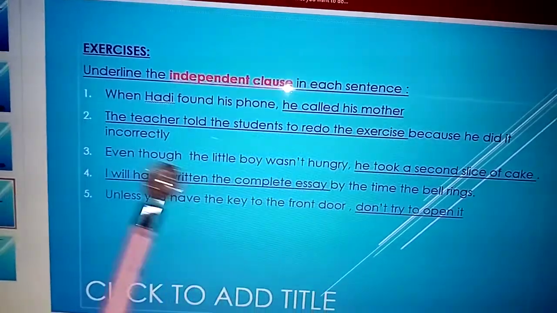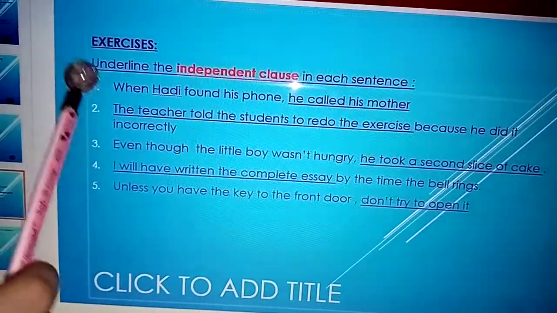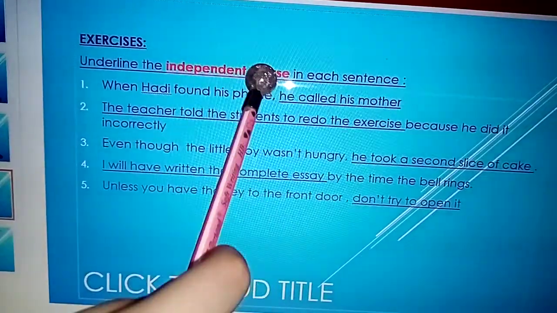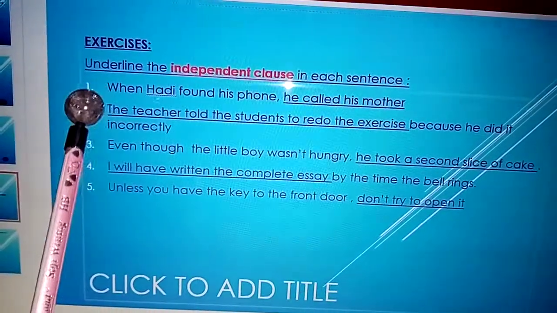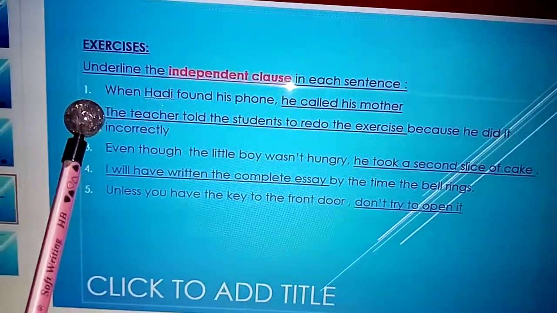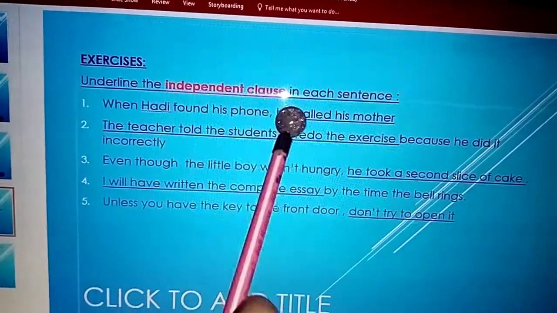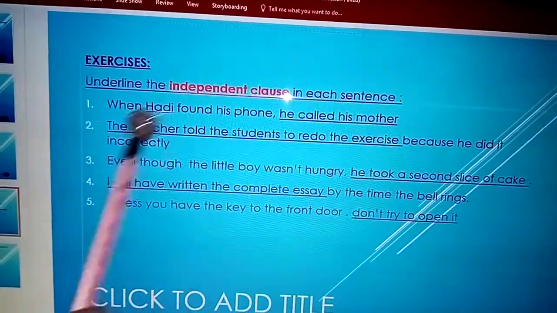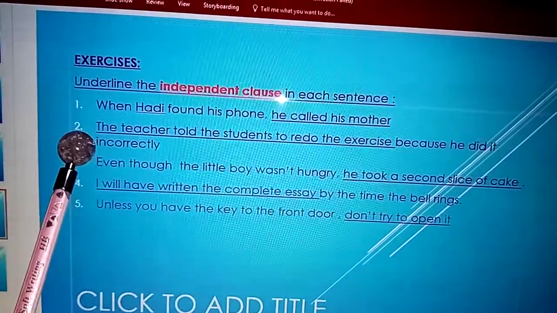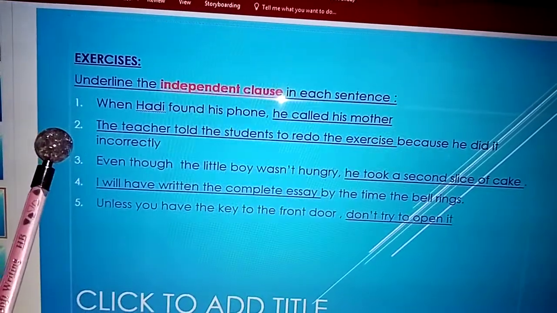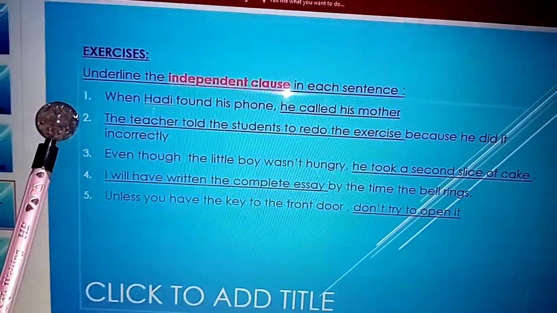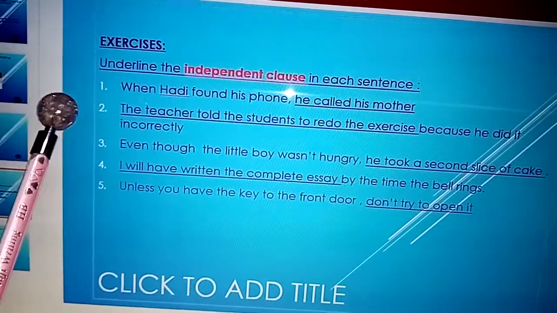Now here what do we have? We have an exercise, okay? The direction is: underline the independent clause in each sentence. Independent clause means that we don't have any subordinating conjunction. Example: when Hadi found his phone, he called his mother. He called his mother is the independent clause because we have the subject, the verb, and the object without any subordinating conjunction. Okay, and the rest of the sentences are the same.